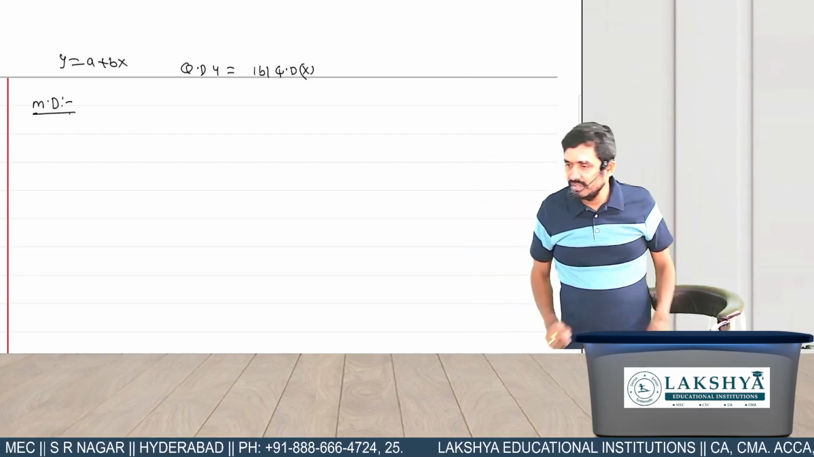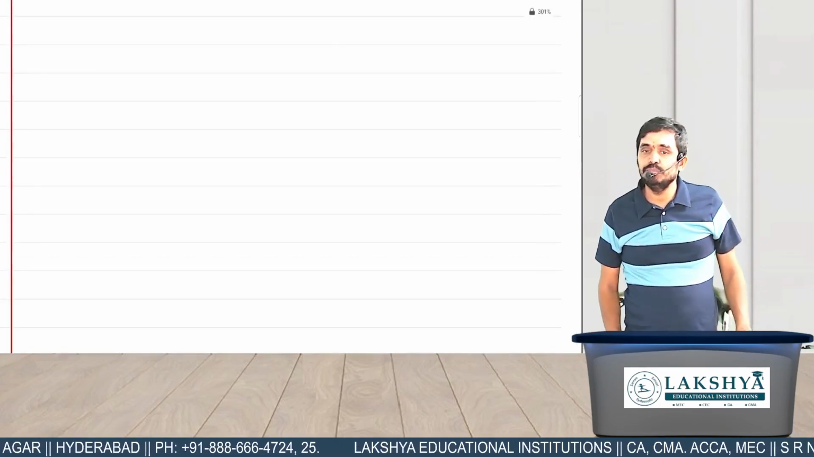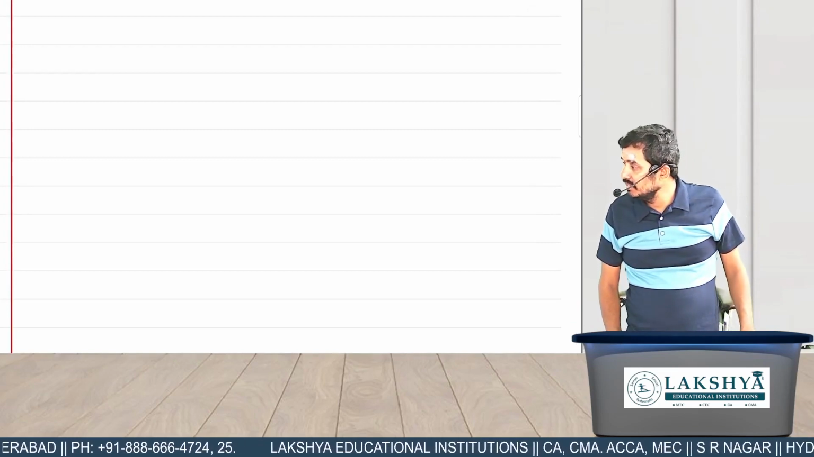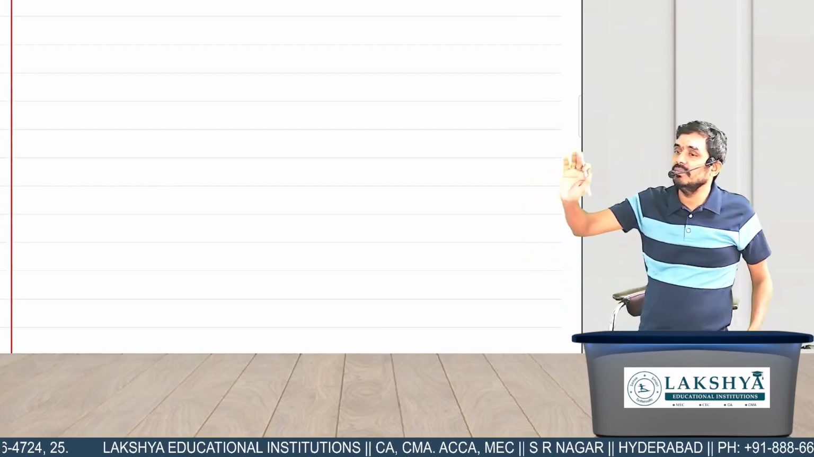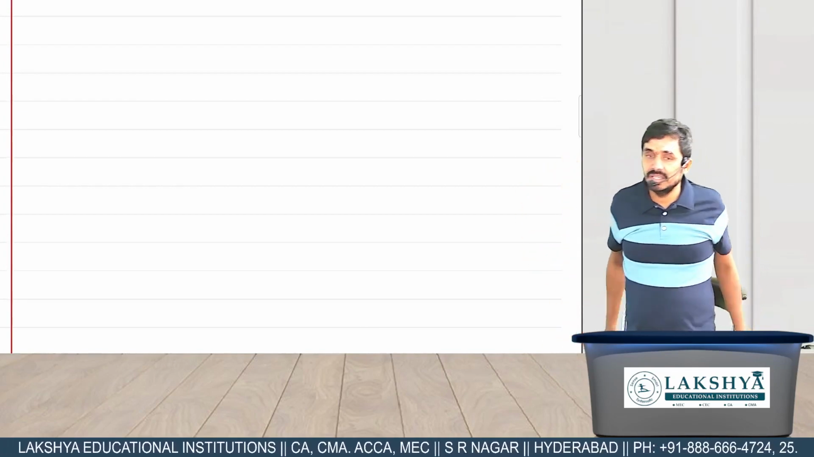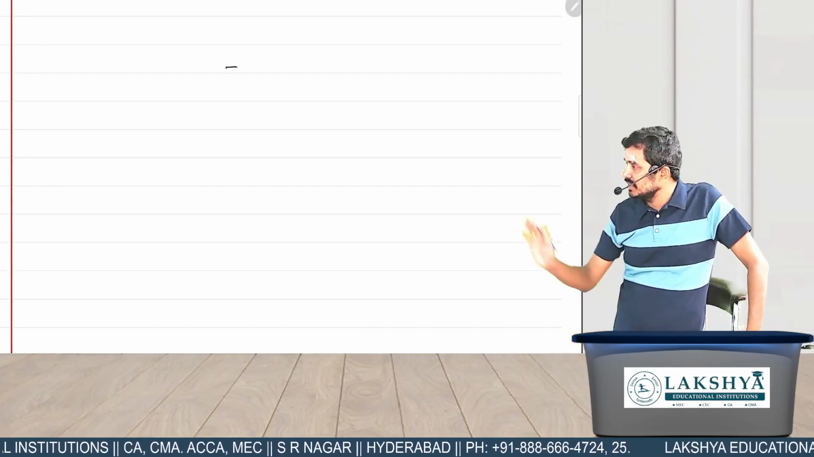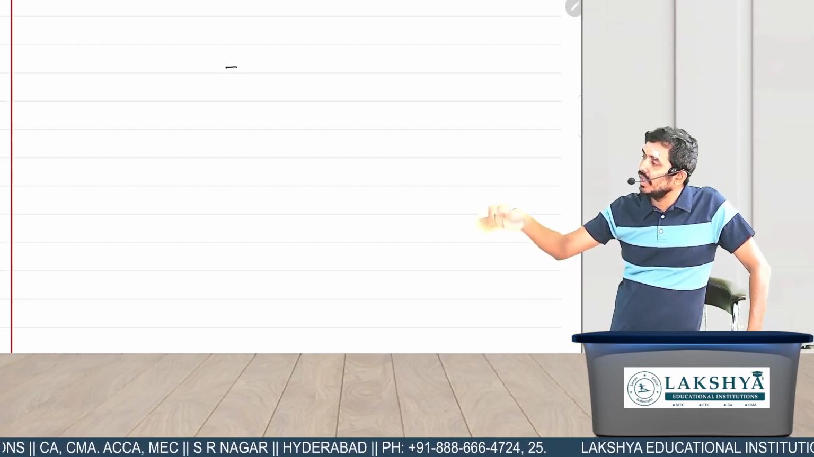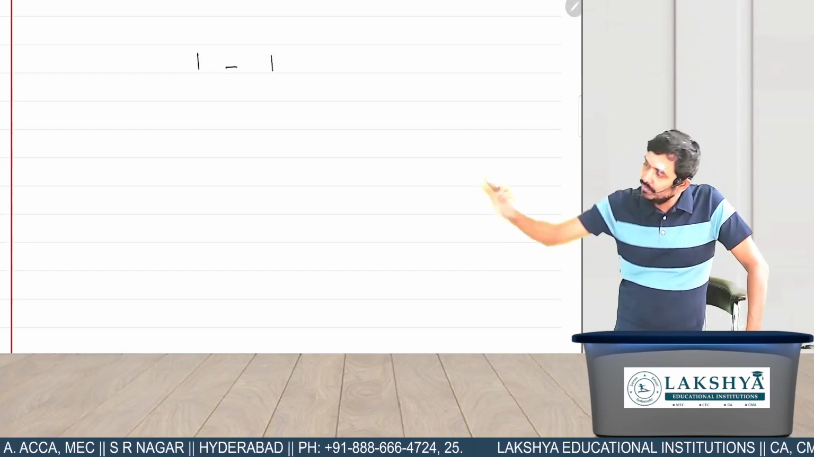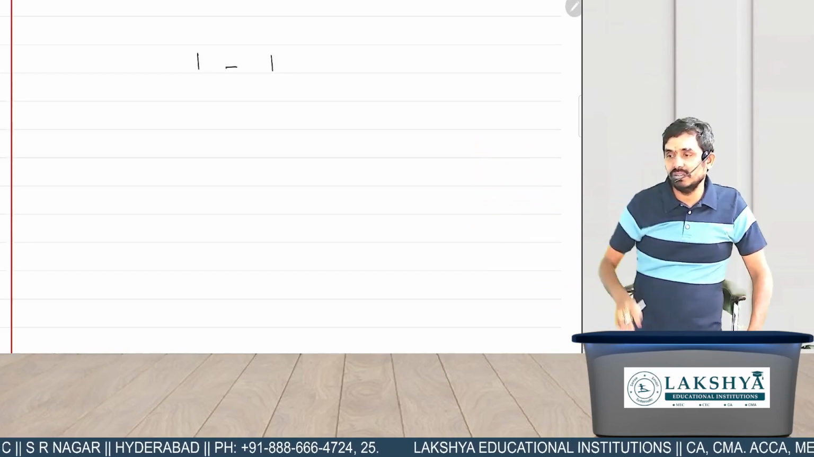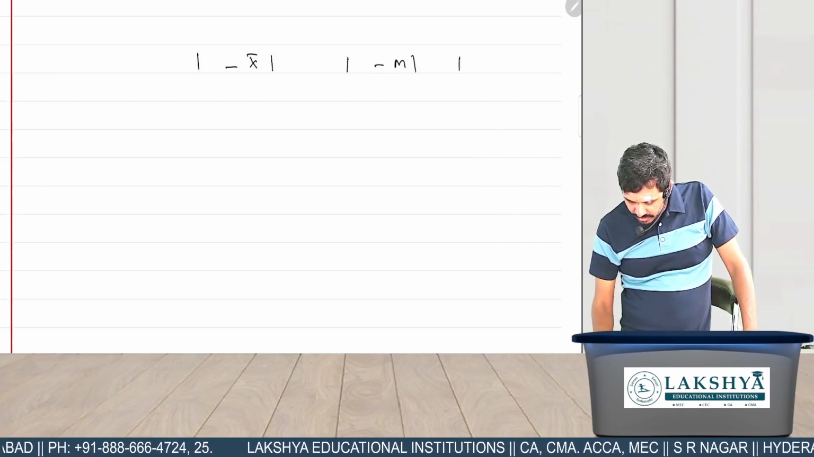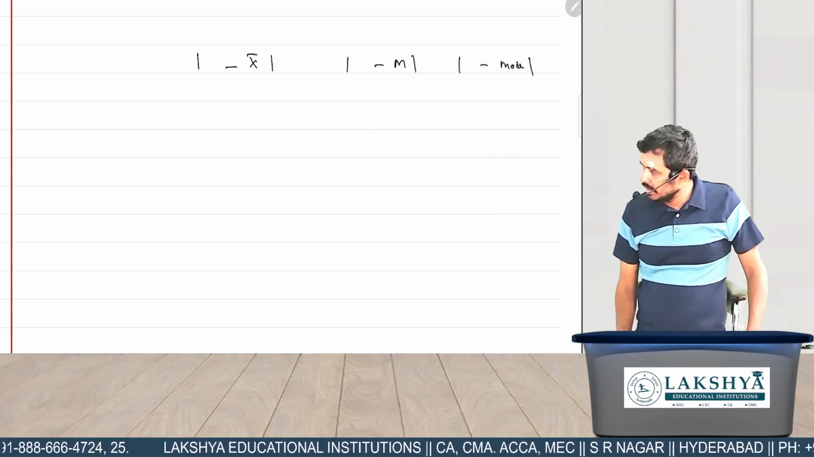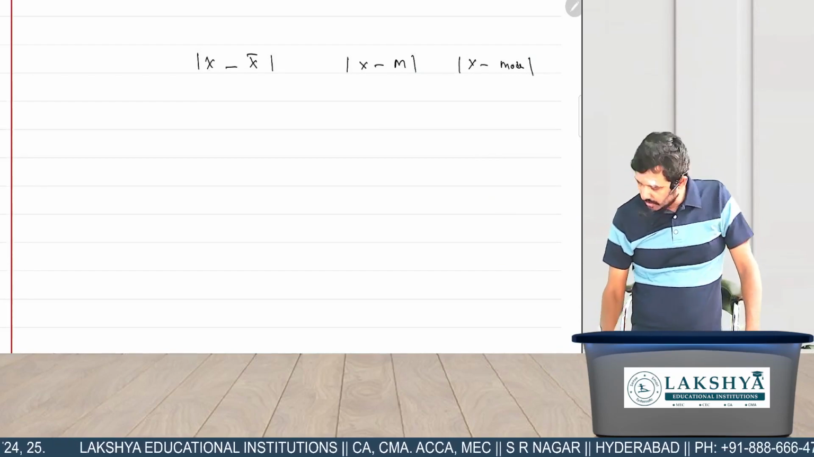See, the definition: mean deviation is the average of absolute deviations taken from any measure of central tendency. It is an absolute deviation, not an ordinary deviation. Deviation means minus, but here it is absolute. Taken from where? From any measure of central tendency, like mean, or median, or mode, each observation along with its corresponding value. Okay?